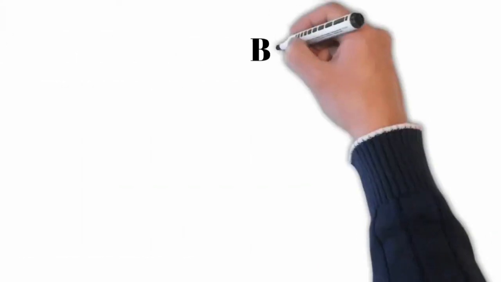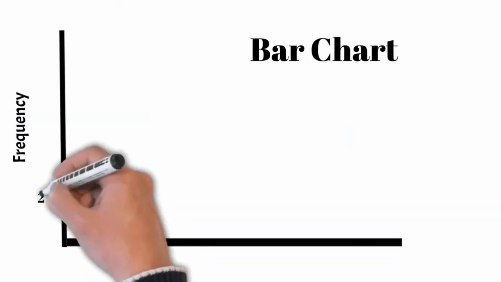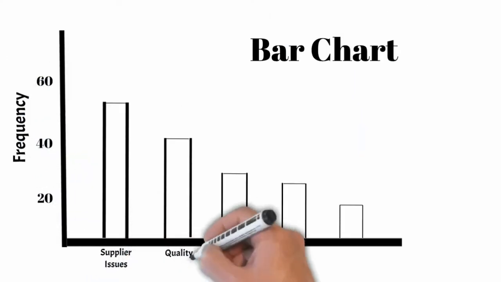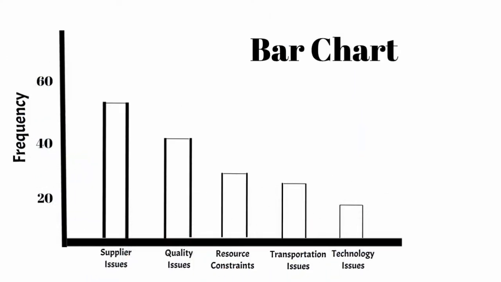Finally, a bar chart is constructed. As you can see, each bar represents a category, and the height of the bar represents the frequency associated with that category. Also notice that the bars have been ordered with the highest frequency on the left and the lowest on the right. This is called an ordered bar chart.